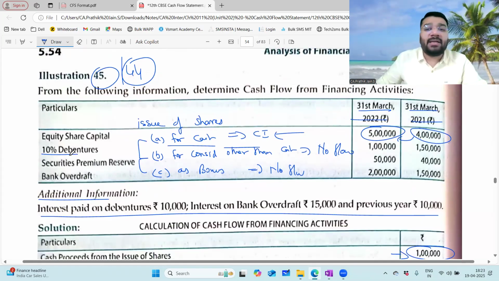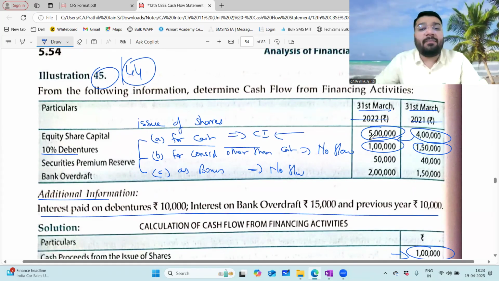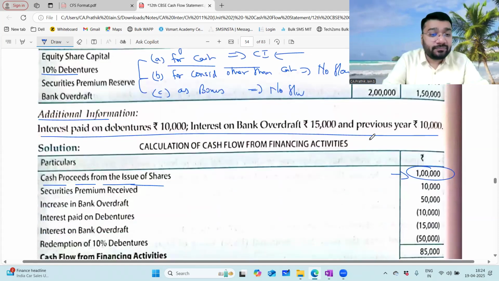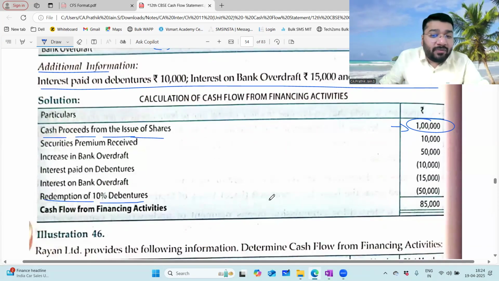Next, look at this 10% debenture. From 150, it became 1 lakh. Redemption of debenture. Repayment of debentures. How much repaid? 50,000 repaid. So cash outflow. Redemption of debenture 50,000 cash outflow.